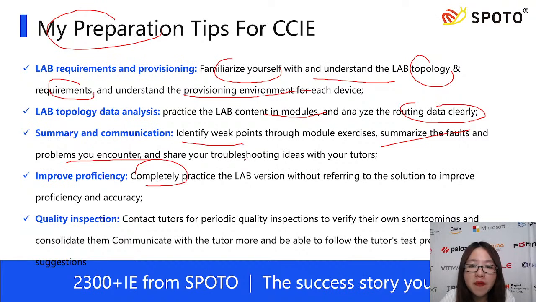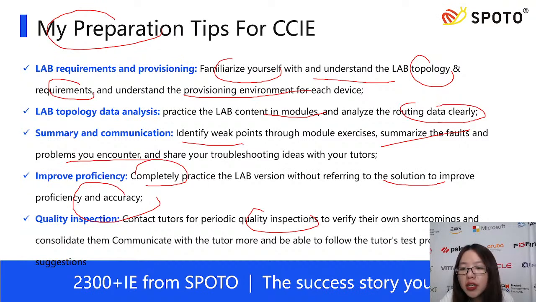Completely practice the lab version without referring to the solution to improve proficiency and accuracy. Last, contact tutors for more periodic quality inspections to verify your own shortcomings and consolidate them. Communicate with the tutor more and be able to follow the tutor's test preparation suggestions. Okay, so these are my exchange experiences with CCIE students. I hope it will help you to pass the CCIE exam.